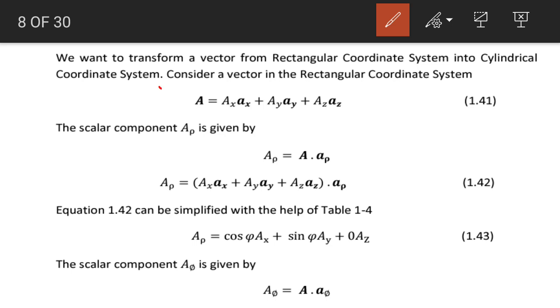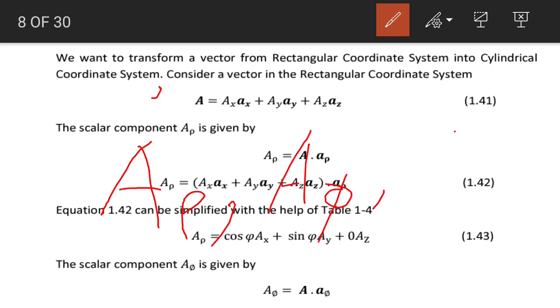If we want to represent this vector in the cylindrical coordinate system, we need to find out the rho component of this vector, the phi component of this vector, and the z component is already known. We don't need to work on the z component because this component is already known. If these three components are known, we can represent the same vector A in the cylindrical coordinate system.